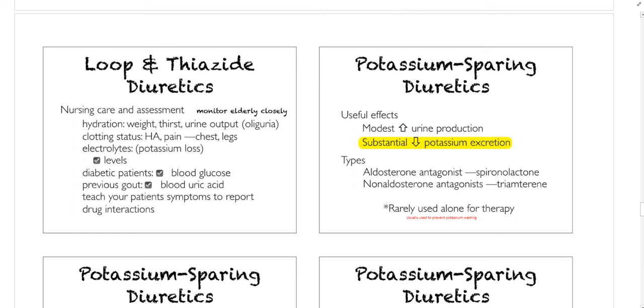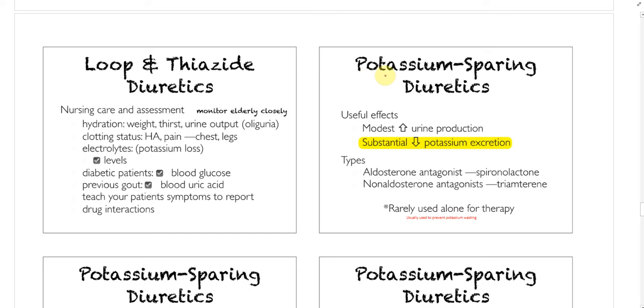We're going to be checking their potassium and all of their electrolytes, just to make sure that we're not losing too much of anything that we don't want to lose. In diabetic patients, because of the risk of hyperglycemia, we're going to want to check their blood glucose on a more regular basis. If a patient has had previous gout, then we're going to want to check that uric acid. And then teach them all the different things that could go wrong with taking Lasix so that they can be on the lookout for it when they're taking it at home or in the hospital.